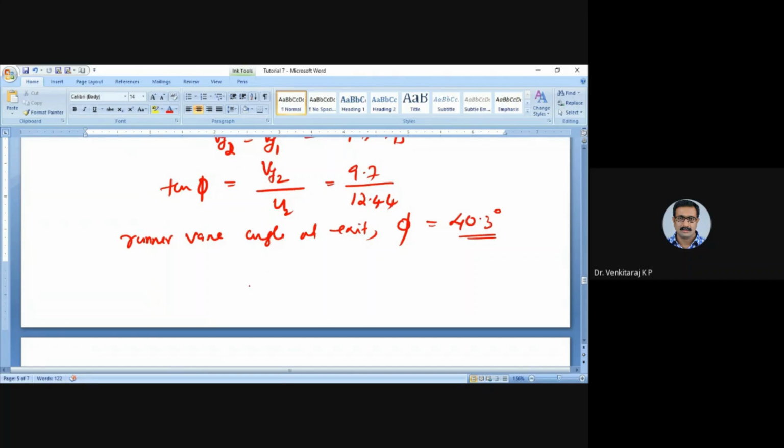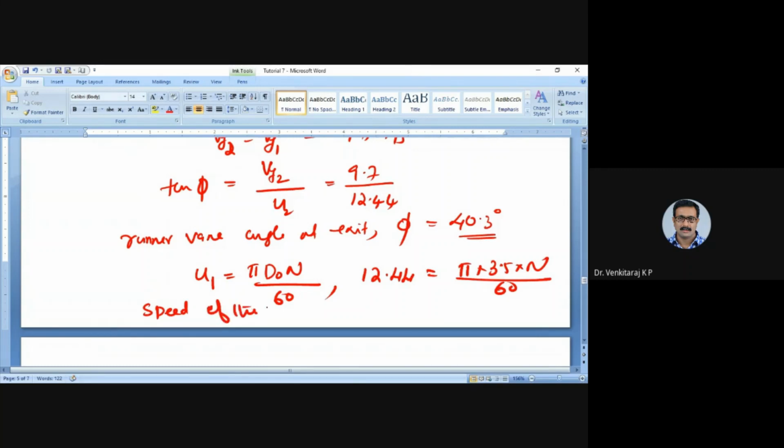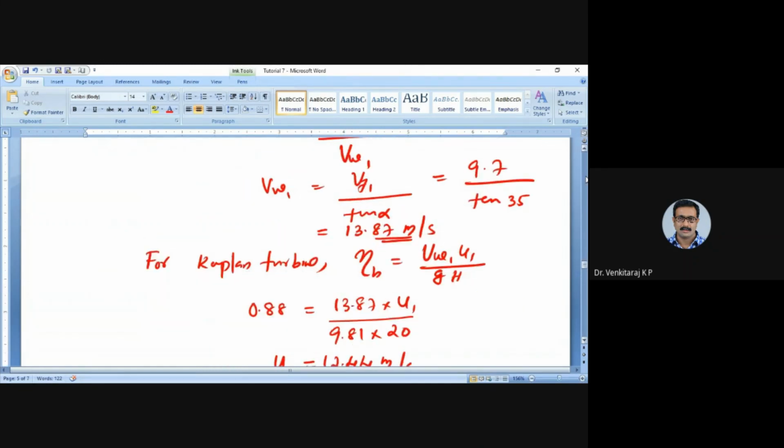Now speed of the turbine you can calculate from the known speed of the rotor. So U1 is also equal to pi d naught n by 60. That means 12.44 equal to pi into 3.5 into n by 60. So you get speed of the turbine n as equal to 68 rpm. So we have obtained all the unknown parameters that are asked in the problem.